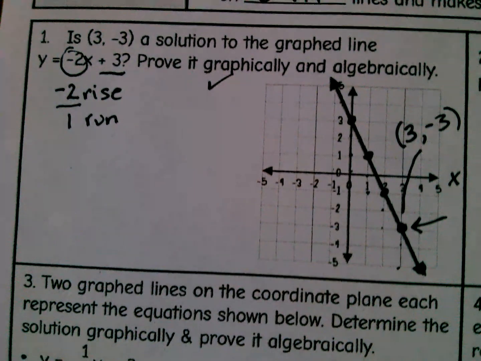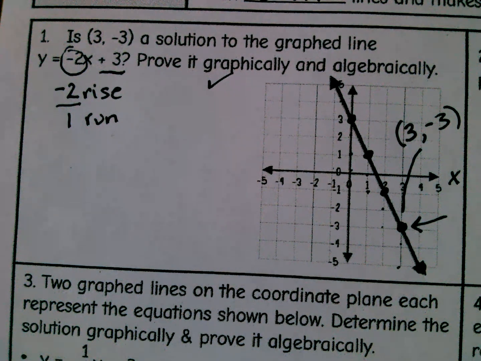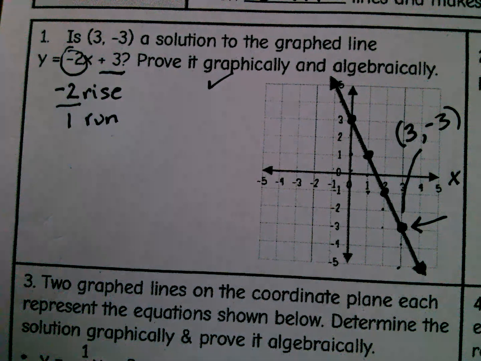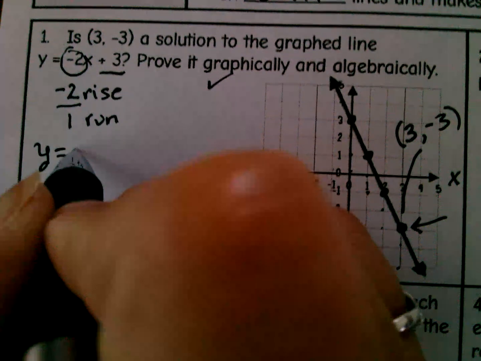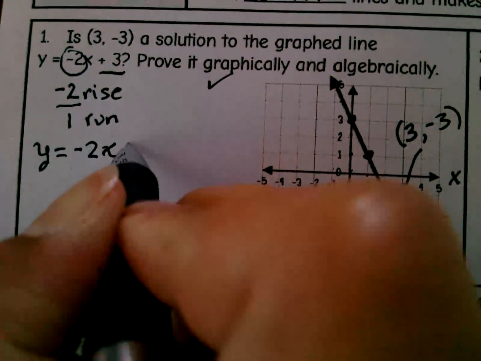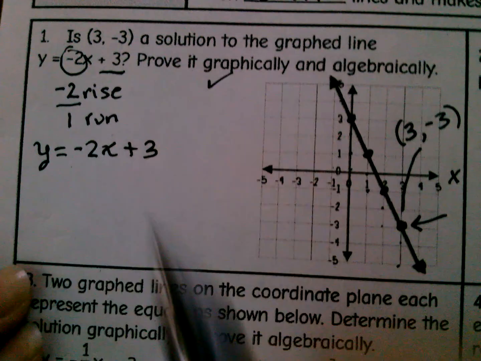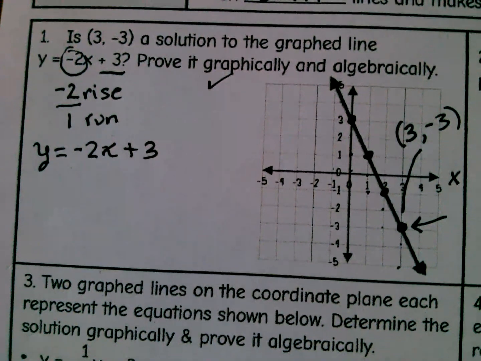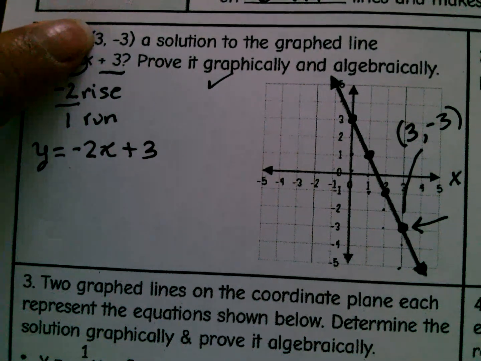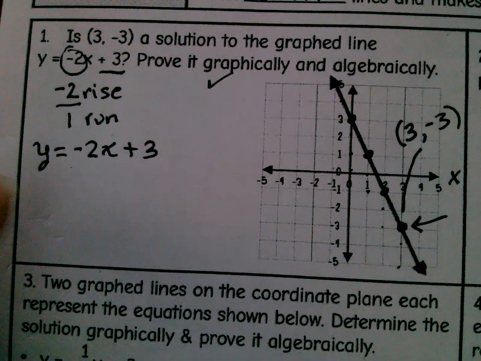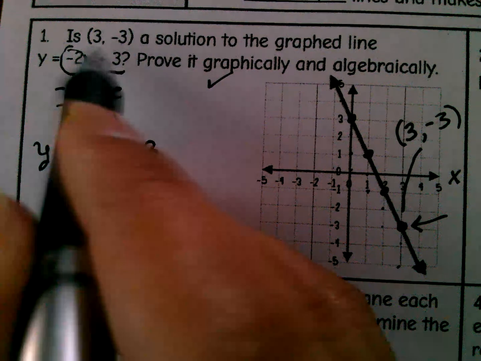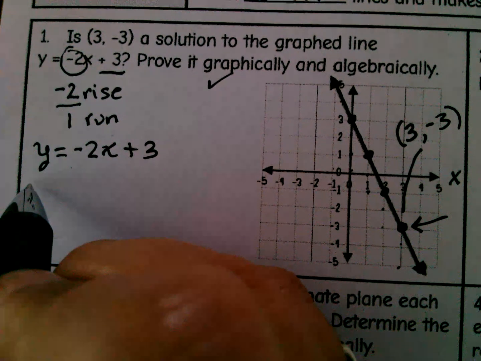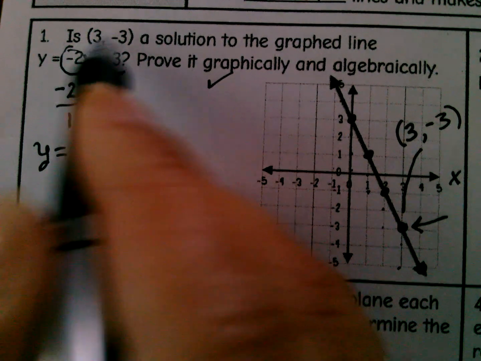Now, algebraically means that you have to plug in your numbers into the equation. So I'm going to take my equation, y equals negative 2x plus 3, and I am going to plug in the x, which is a 3, and the y, which is a negative 3, in here. Okay? So who's my y in this point? Which of these numbers is the y?